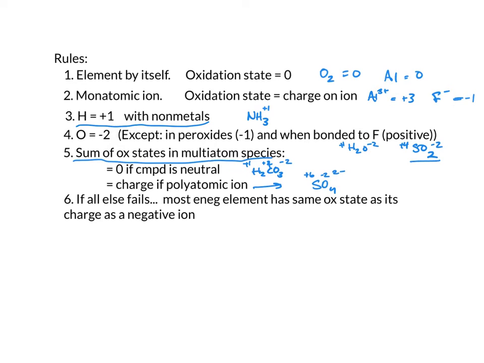If all else fails, if none of these rules seem to apply, the most electronegative element in your compound gets assigned an oxidation state equal to its charge as a negative ion. For example, if I have SF6, sulfur doesn't have any oxygen, doesn't have any hydrogen, the sum is going to be 0, but I don't know what either one is yet, so I can't use that rule. In that case, the fluorine is more electronegative than the sulfur, so we assign it an oxidation state of -1, which means the sulfur is assigned an oxidation state of +6.